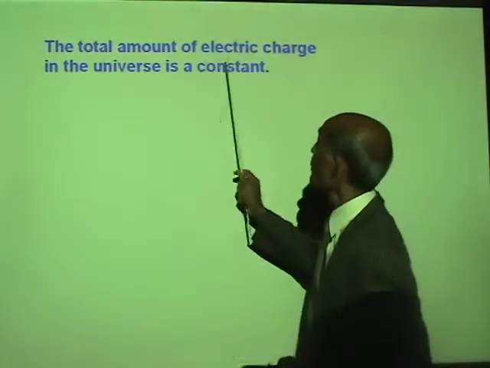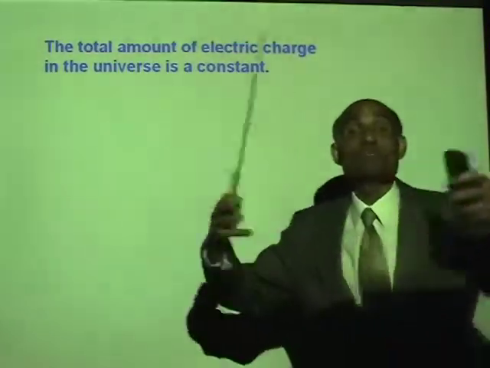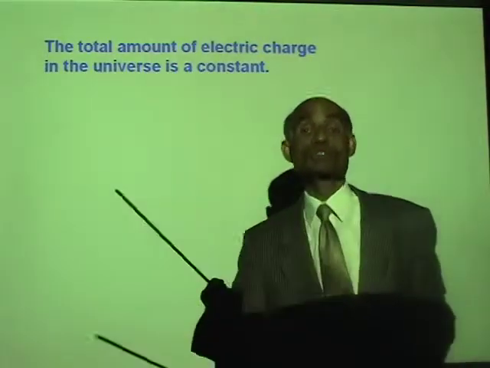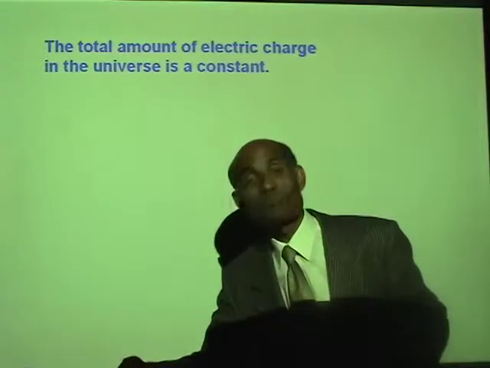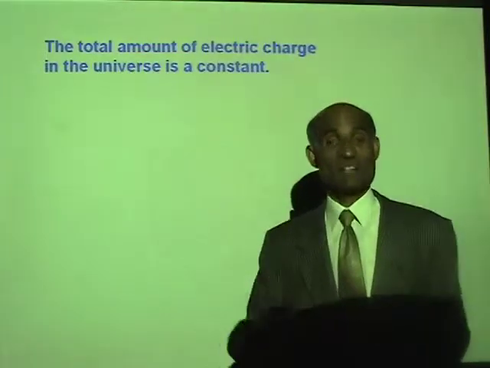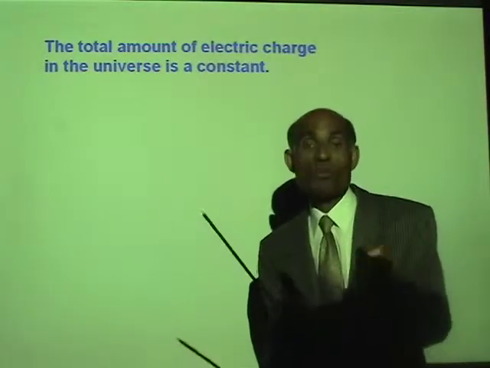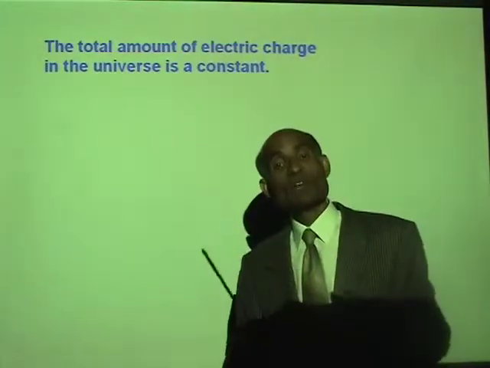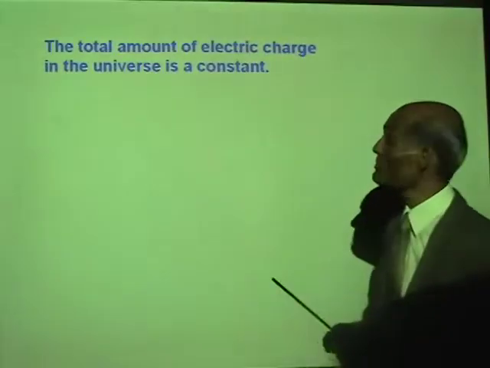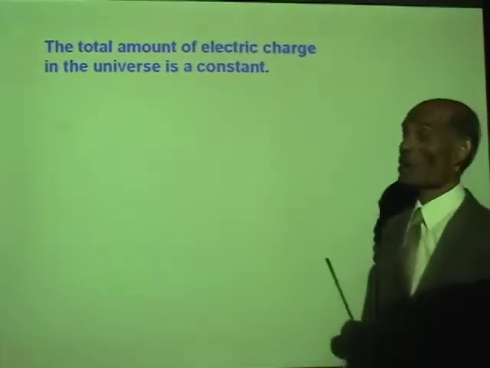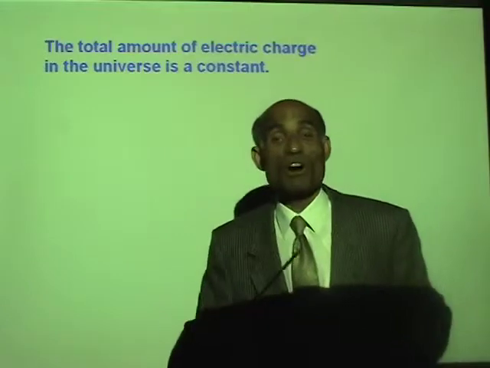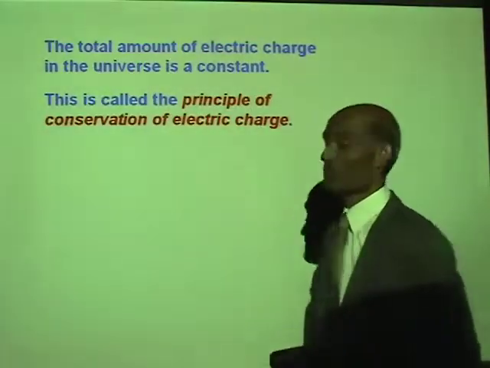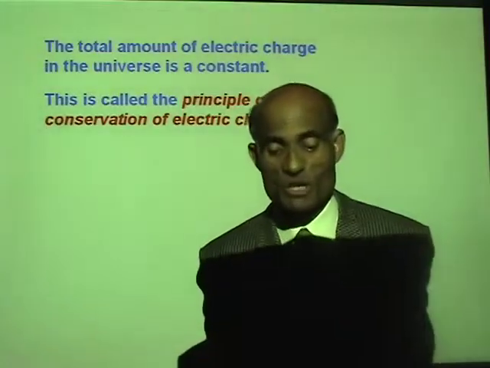Remember that the total amount of electric charge in the universe is a constant. That means if one object loses charge, then another object must take over it. Is that right? When the piece of wool loses the electrons, the plastic strip will receive them. So the total amount of charge is a constant. We call it the conservation of electric charge. So this is called the principle of conservation of electric charge.